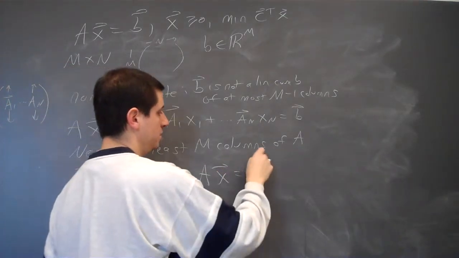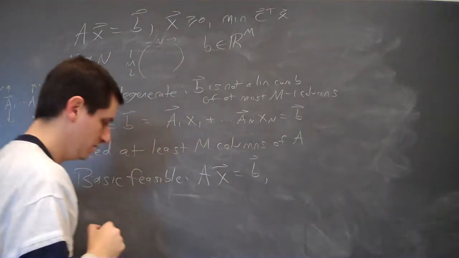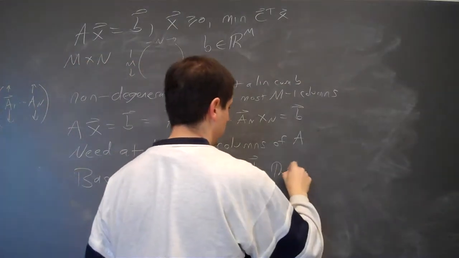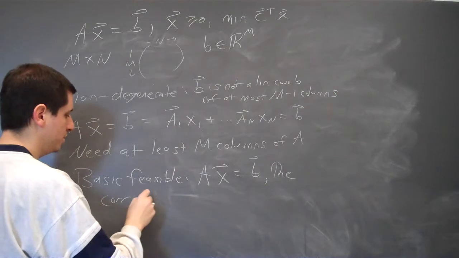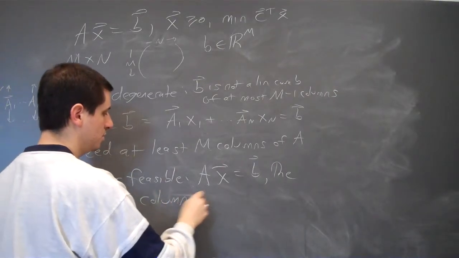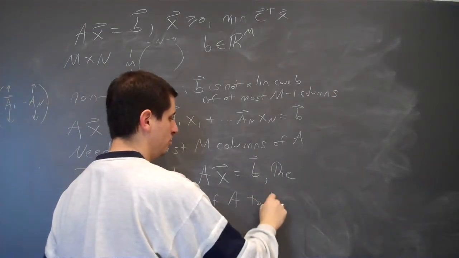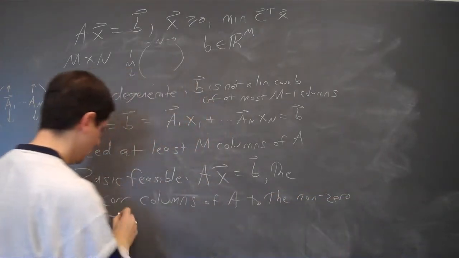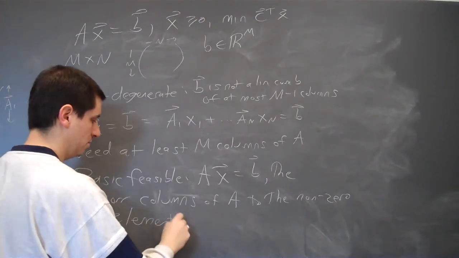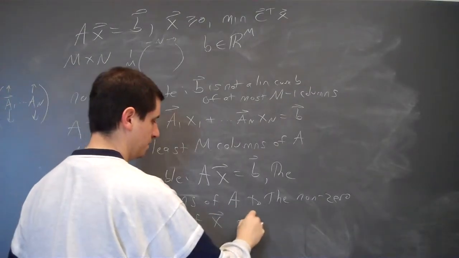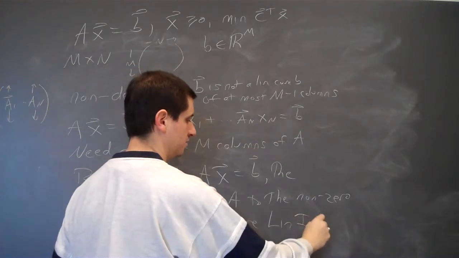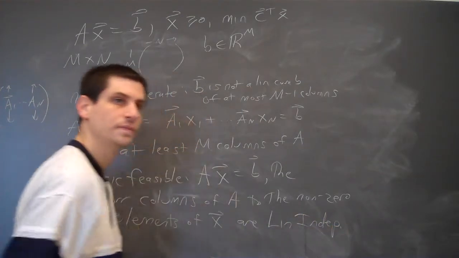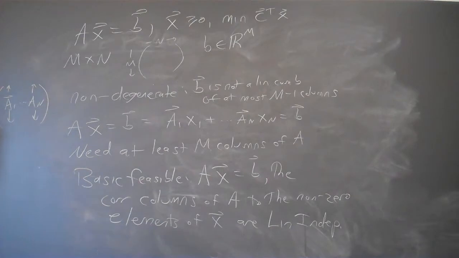AX equals B, and the corresponding columns of A to the non-zero elements of X are linearly independent. Okay? So we will call this a basic feasible solution.